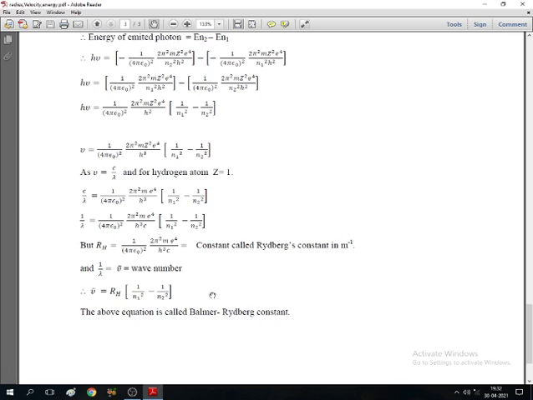In this way we derived four things: the radius of an orbit, energy of electron in an orbit, velocity of electron in an orbit, and fourth, the Rydberg's constant and the energy difference in terms of the wave number. Now we will stop here.